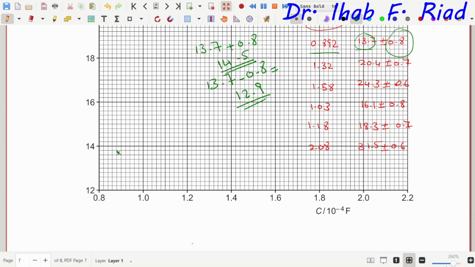So this is 12, right? This is 12.8. This is 13. Then this is 12.9. Okay. Where is 14.5? This is 14, 14.2, 14.4, 14.6. Then in the middle here is 14.5.